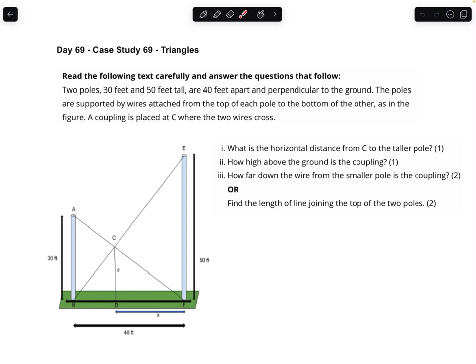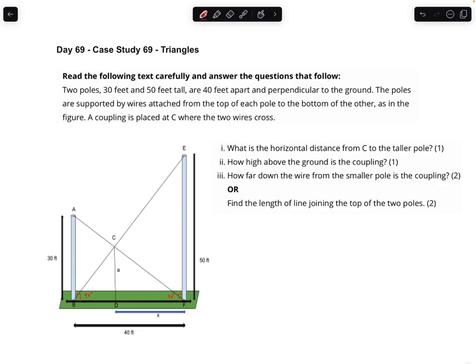Two poles 30 feet and 50 feet tall are 40 feet apart, that is the distance on the ground, and perpendicular to the ground. So both the poles are perpendicular to the ground, which means that the angle between the pole and the ground is 90 degrees.